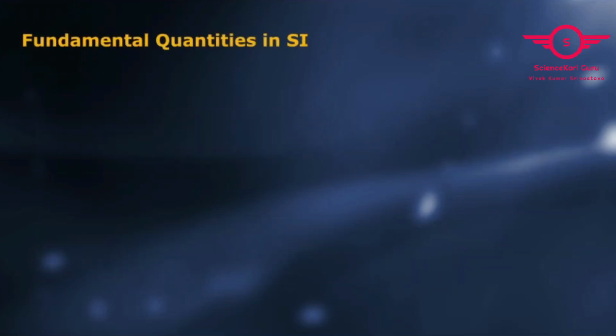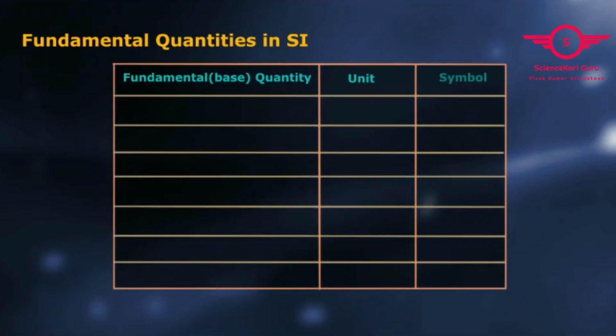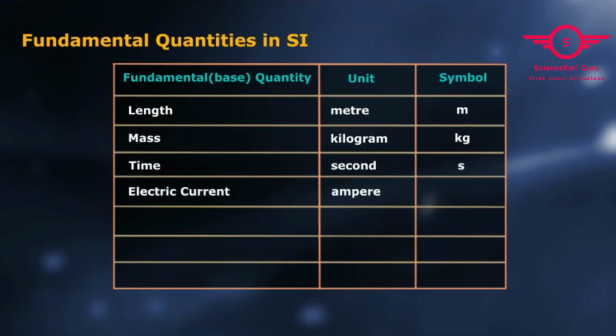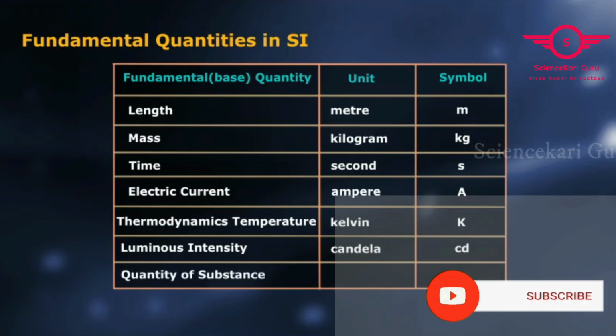Fundamental quantities in SI. Fundamental base quantity, unit, symbol. Length, meter, m. Mass, kilogram, kg. Time, second, s. Electric current, ampere, A. Thermodynamic temperature, Kelvin, K. Luminous intensity, candela, cd. Quantity of substance, mole, mol.